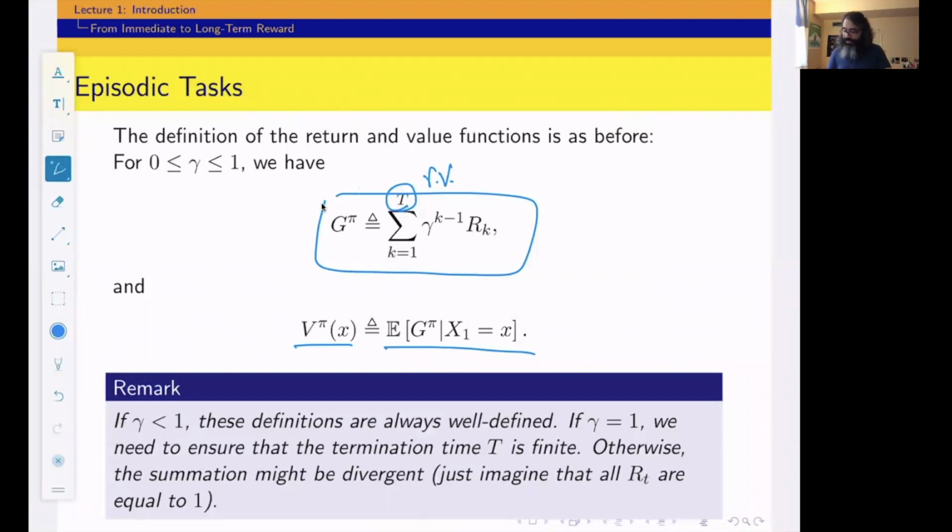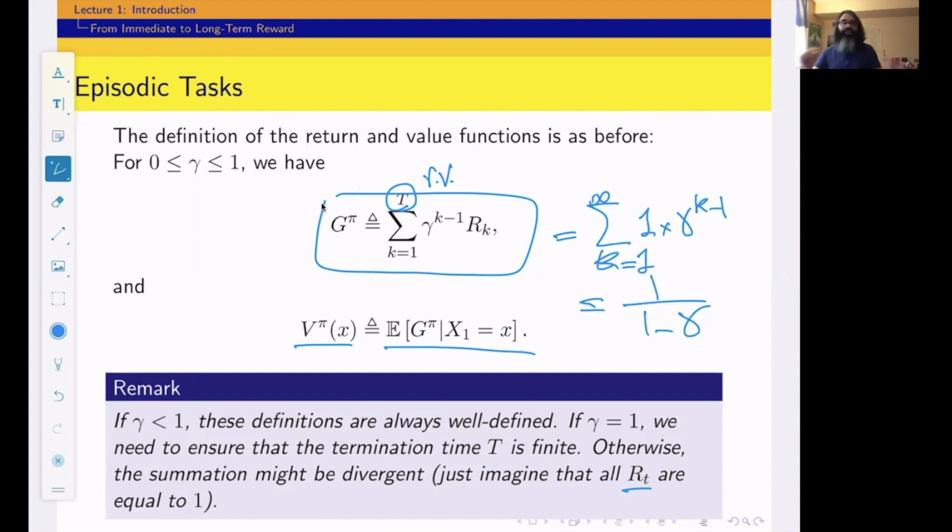Just imagine that all rewards are equal to 1. So we have the sum of 1, k equal to 1 to infinity. This is not well defined. But on the other hand, if we had the k minus 1 here, this would be well defined because the value of it would be 1 over 1 minus gamma, which, if gamma is between 0 and 1, is finite.